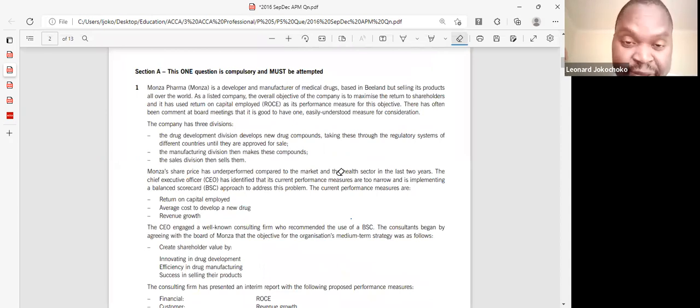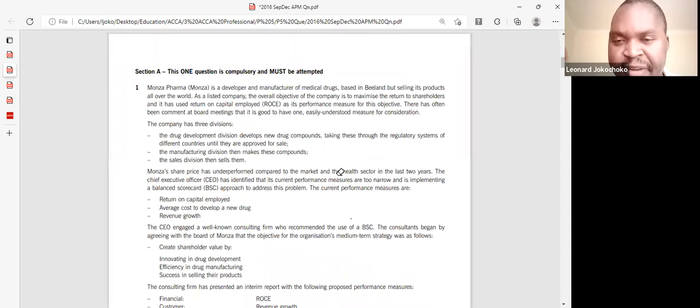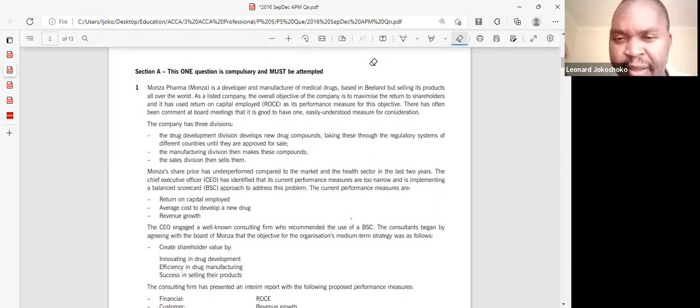Monza Pharma is a developer and manufacturer of medical drugs based in Finland, but selling its products all over the world. As a listed company, the overall objective of the company is to maximize the return to shareholders, and it has used return on capital employed as its performance measure for its objective. For this objective, there has often been a comment at board meetings that it is good to have one easily understood measure of consideration.